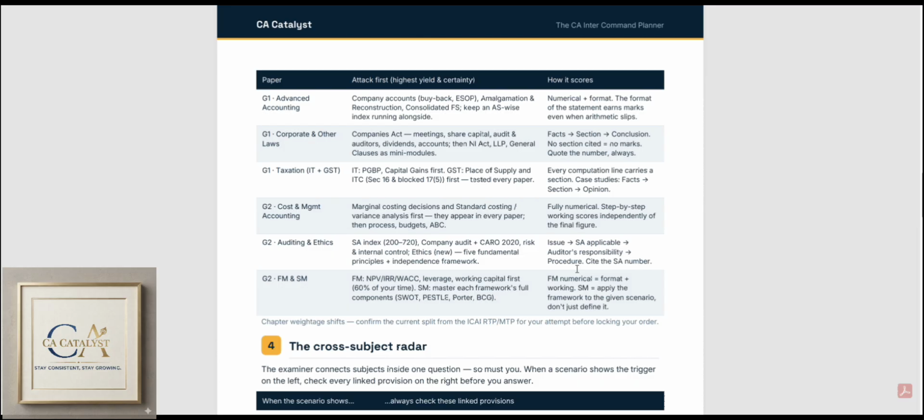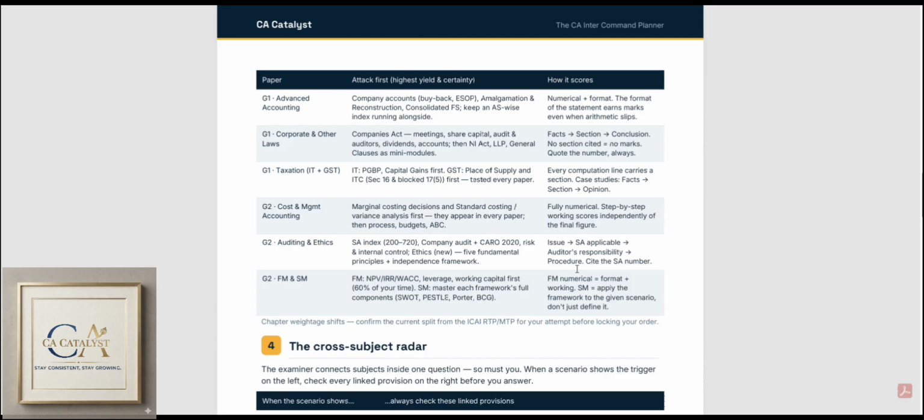And your conclusion on this is very important. Hope you understood till here. Next is finance management and strategic management. For finance management, it is the NPV, IRR, weighted average, leverage, and working capital. You should be giving 60% of your time to understanding this.